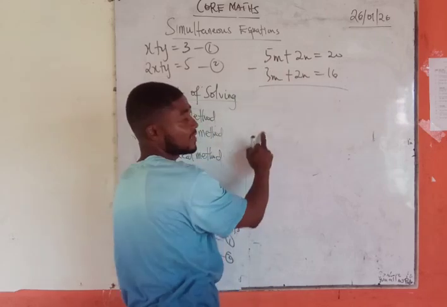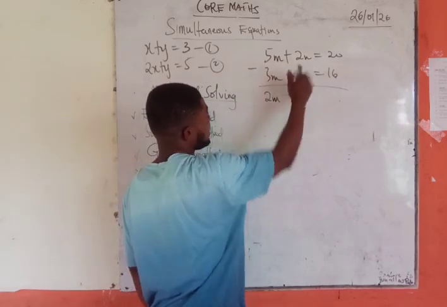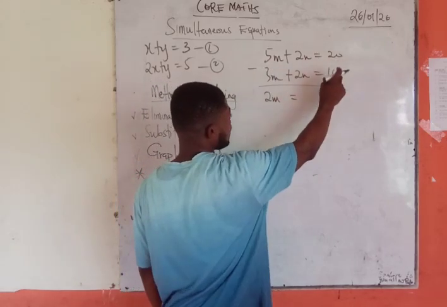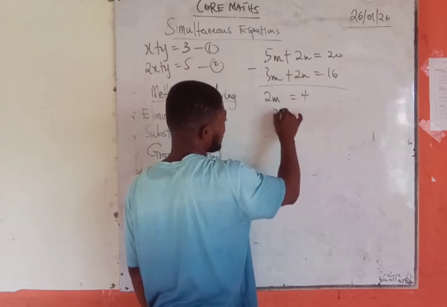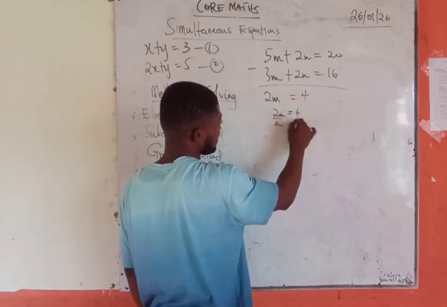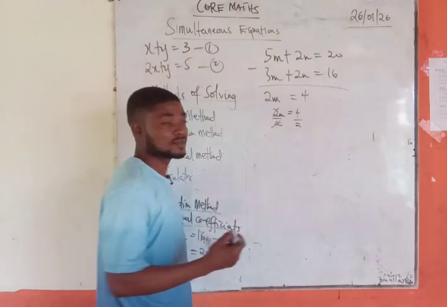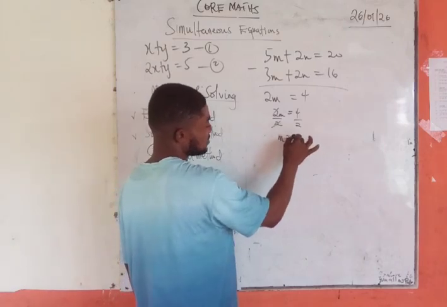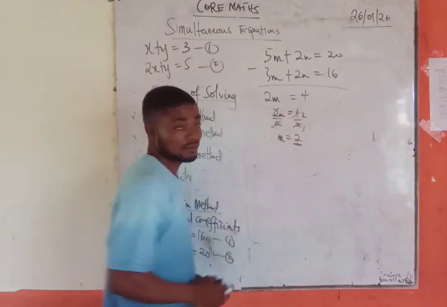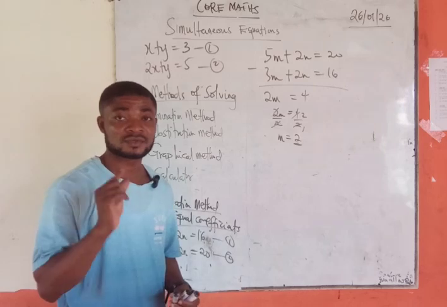5 minus 3, that gives us 2. 2 minus 2 is 0. 20 minus 16, 4. 2m is equal to 4. Divide through by 2. So I'm dividing through by 2. And then that gives me m is equal to 2. Like this. M is equal to 2.